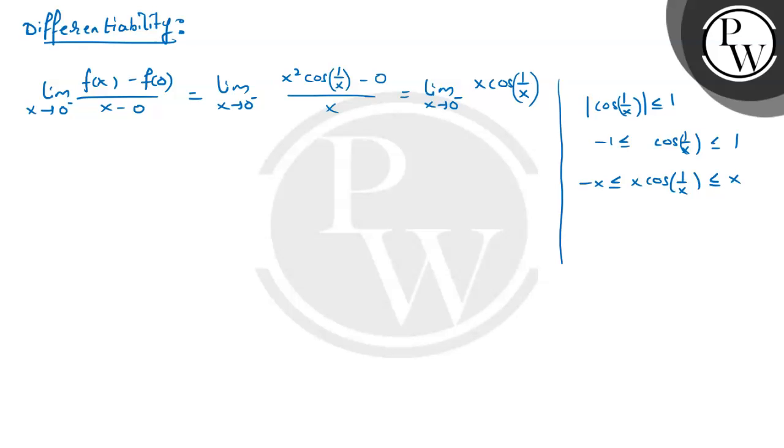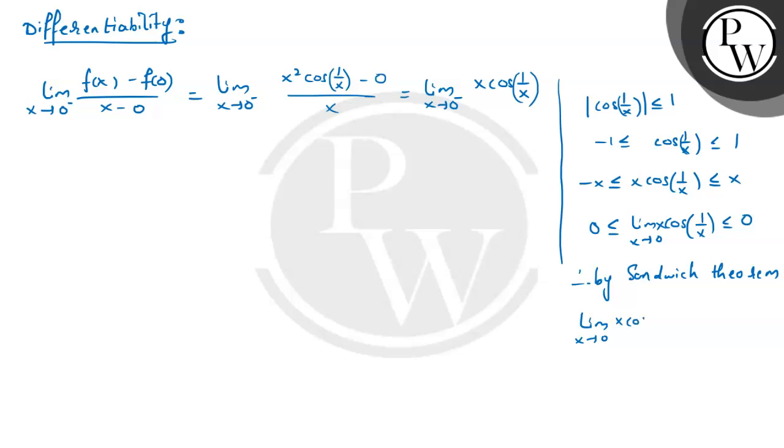Now let's take the limit as x tends to 0 throughout, so we have 0 less than or equal to limit x tends to 0 of x times cos of 1 divided by x less than or equal to 0. So therefore, by the sandwich theorem, we have limit x tends to 0 of x times cos of 1 divided by x equals 0. So this limit is 0.